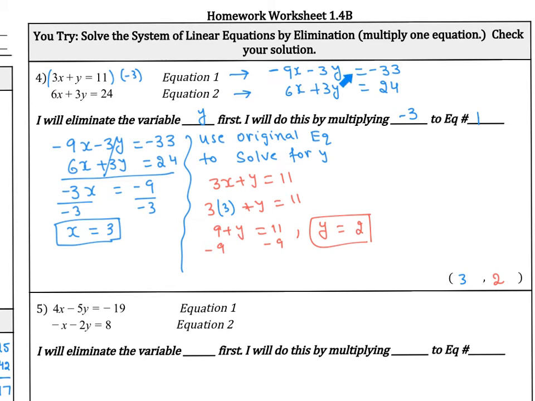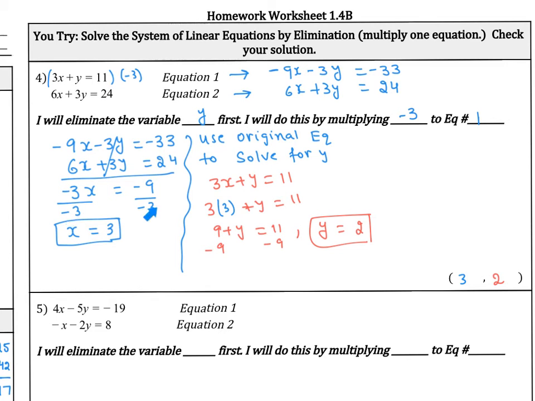Now I rewrite these equations here so that I have a space to write it out. So negative 9x minus 3y equals negative 33, and 6x plus 3y equals 24. Add these two equations and negative 3y and 3y cancel. Negative 3x equals negative 9.